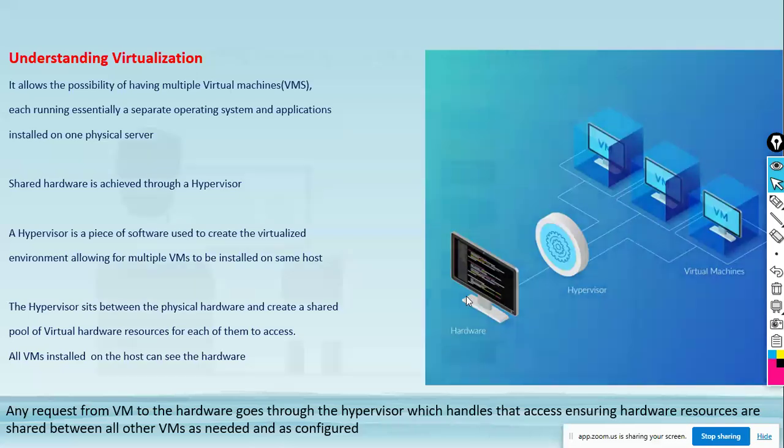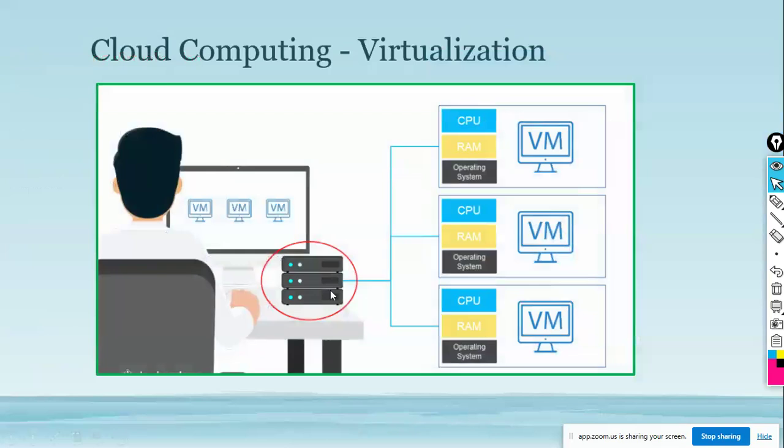Clear? So here you can see this guy is working on one hardware through the help of virtualization. This hardware will have CPU, RAM, operating system, right? Storage. So with this virtualization, he was able to create three virtual machines.